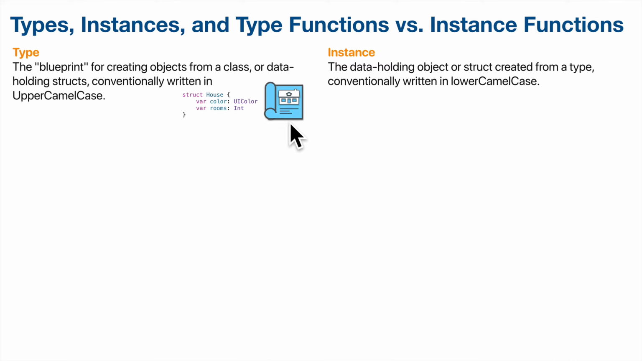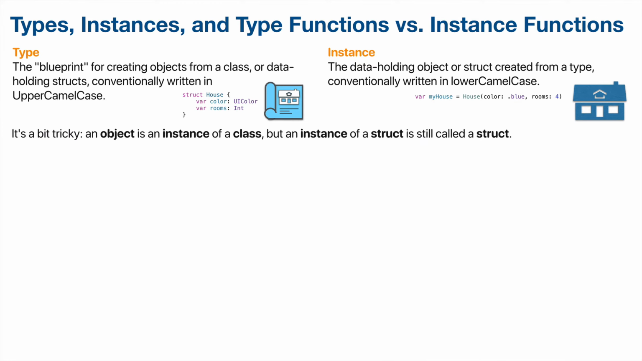The instance is sort of like the house that's built from the blueprint, and it can hold things, kind of like a house can hold people and furniture. Well, an instance can hold data. Now, the terminology can get a bit tricky in Swift because an object is an instance of a class, but an instance of a struct is still called a struct.